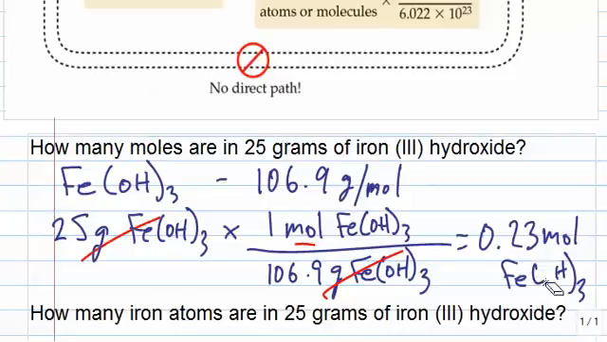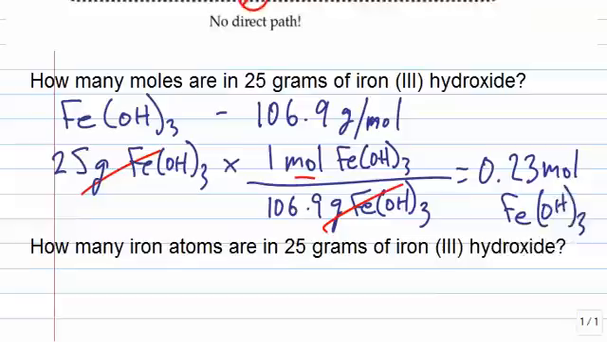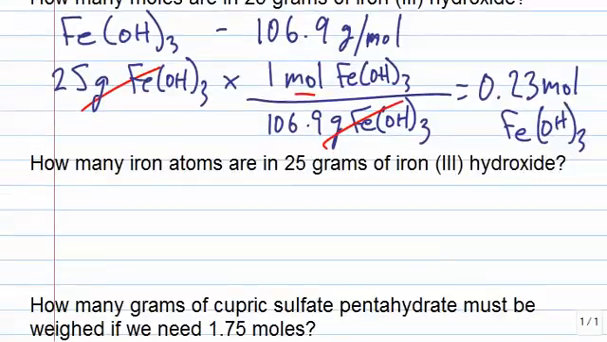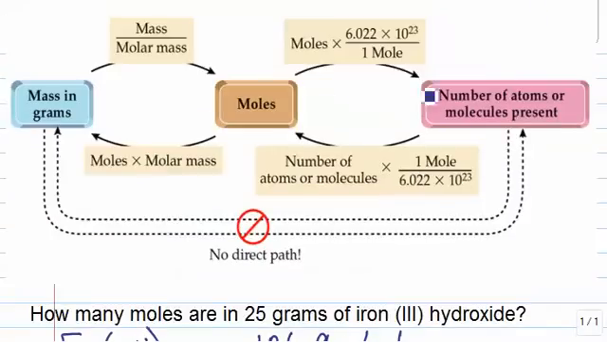That looks terrible. Looks too much like a C. Fe(OH)3. Okay. Now, if we wanted to know how many iron atoms are present in that 25 grams, we're going to use Avogadro's number as a conversion between moles and numbers of molecules up here.